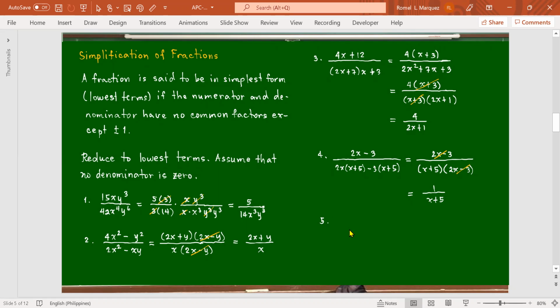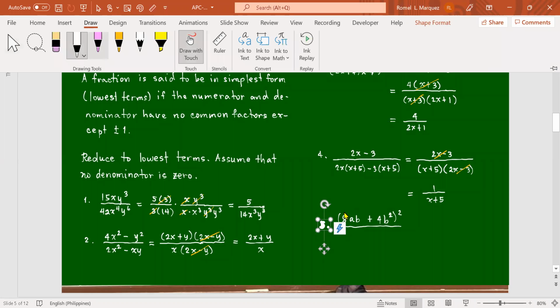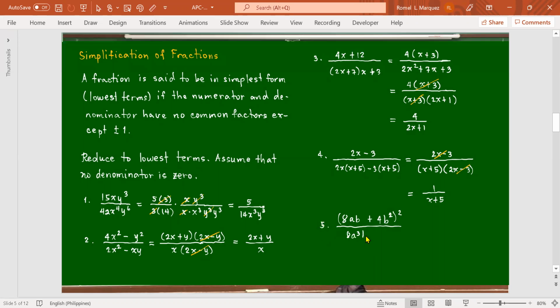What about if I have 8ab plus 4b quantity squared, 4b squared, quantity squared, all over, what's the denominator? 8a cubed b plus b to the 4th. Okay?